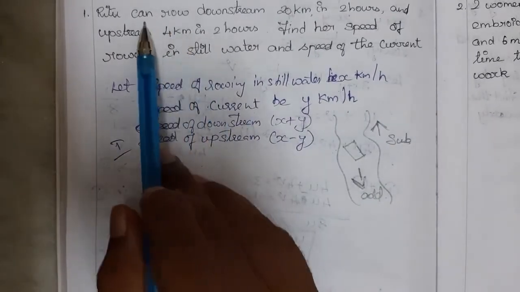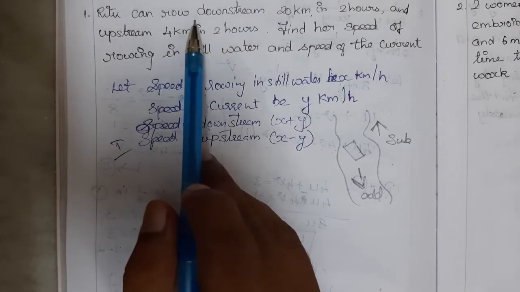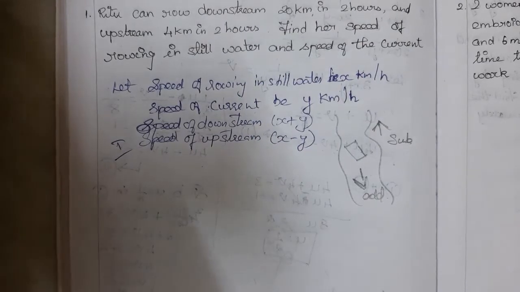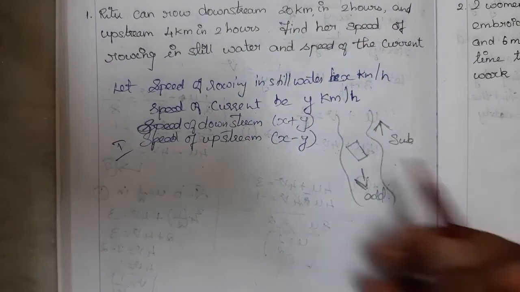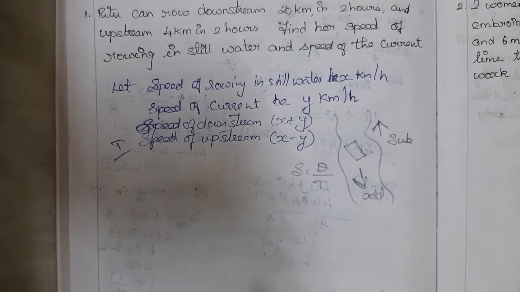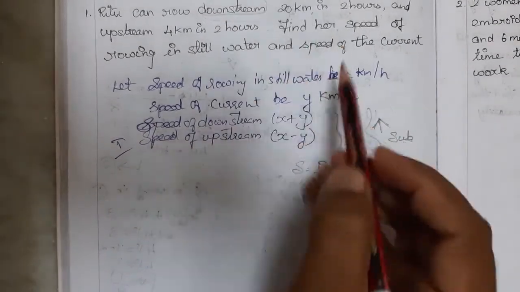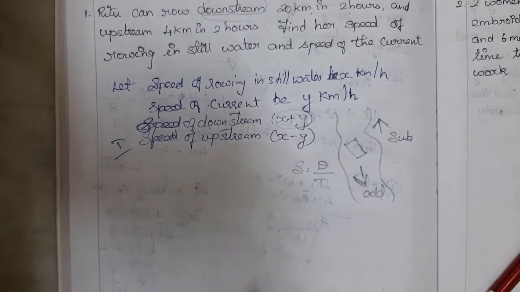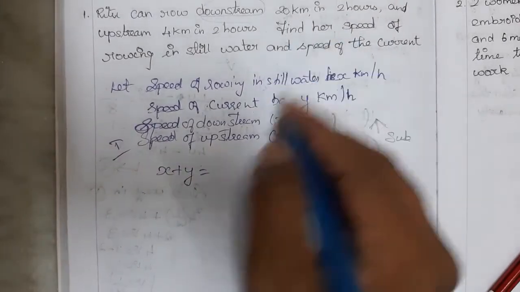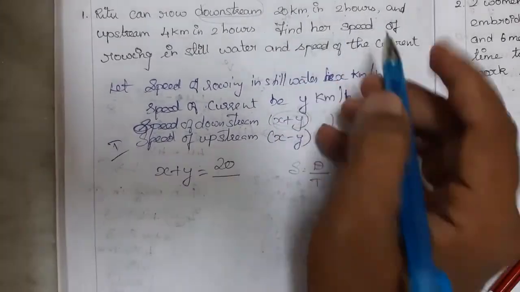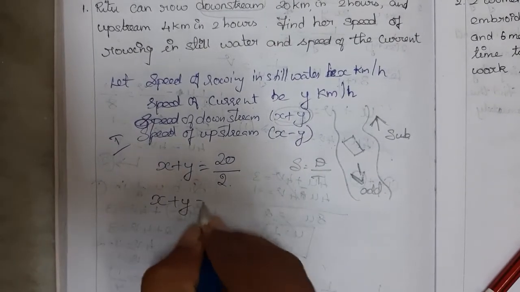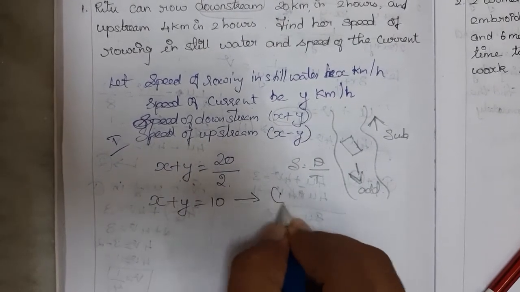And the first condition is Ritu can row downstream 20 kilometers in 2 hours. So by distance formula, speed is equal to distance by time. The first condition is downstream, so downstream is x plus y. So x plus y is equal to distance 20 kilometers divided by the time 2 hours. So this we can rewrite as x plus y is equal to 10. Let it be equation 1.